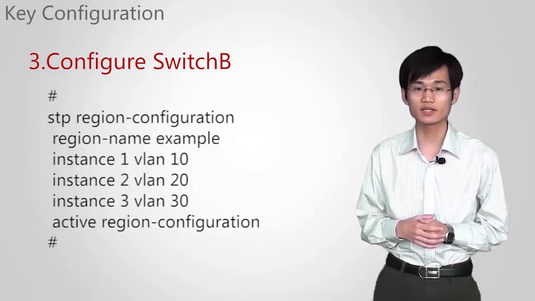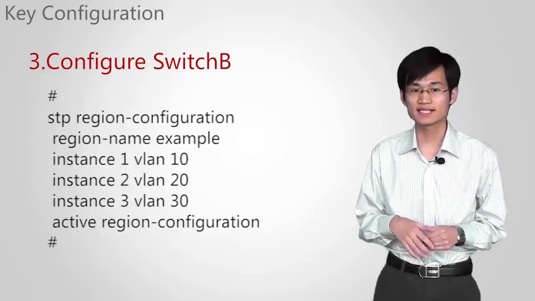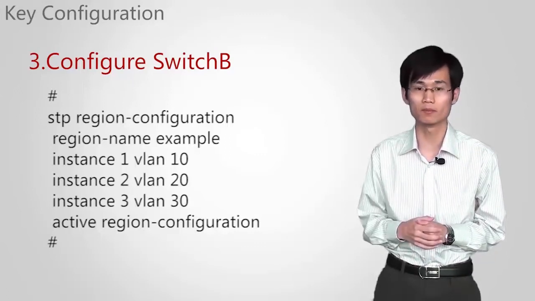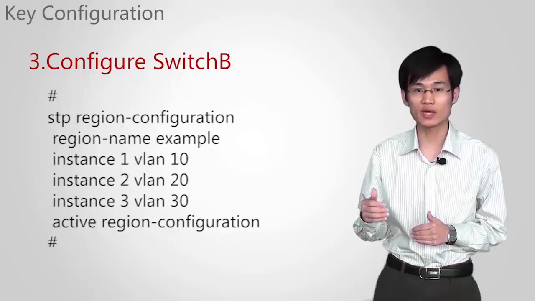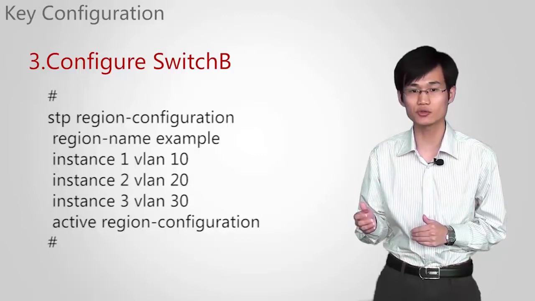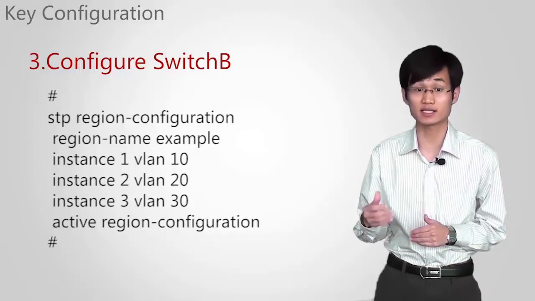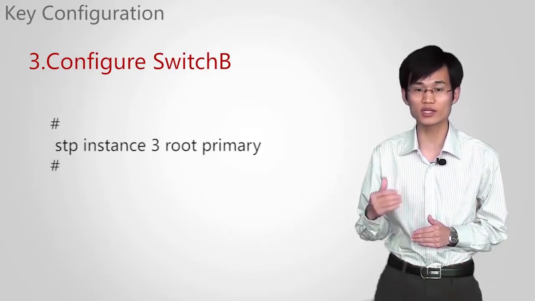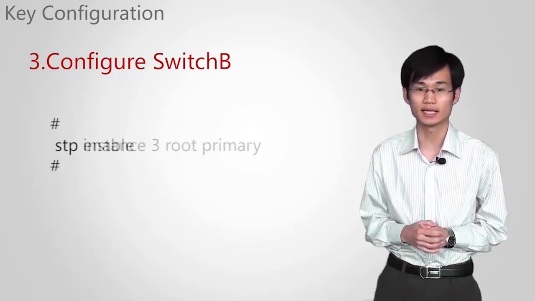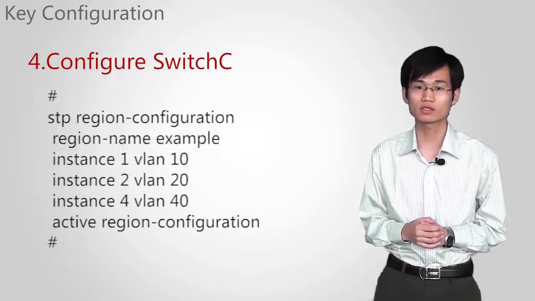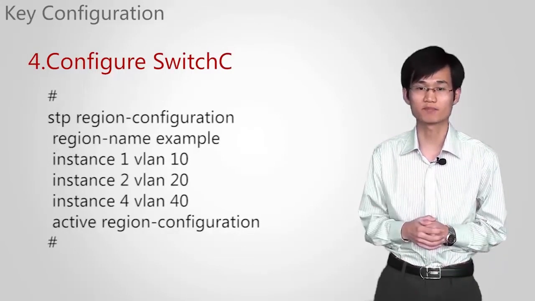Third, configure Switch B. Set the name of an MST region to example. Map VLAN 10 to MSTI1, VLAN 20 to MSTI2, and VLAN 30 to MSTI3. Configure the local switch as the root bridge of MSTI3. Enable STP globally.